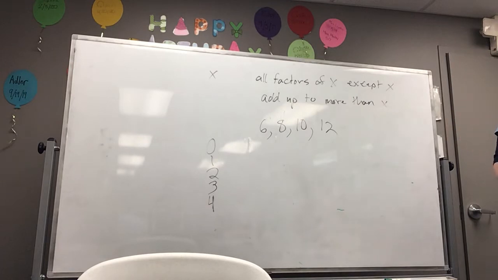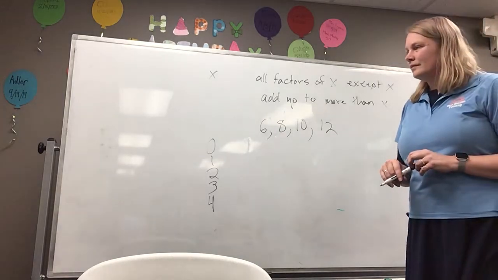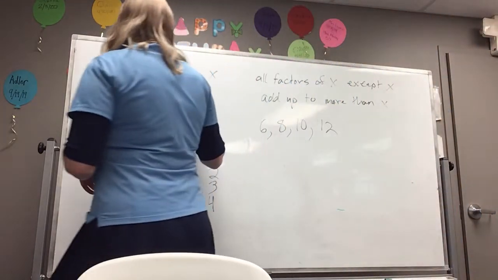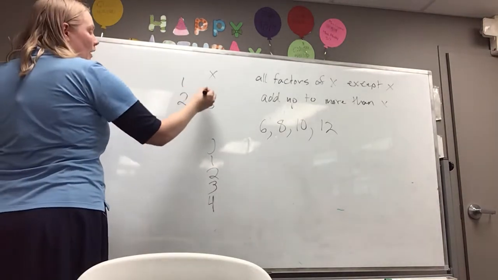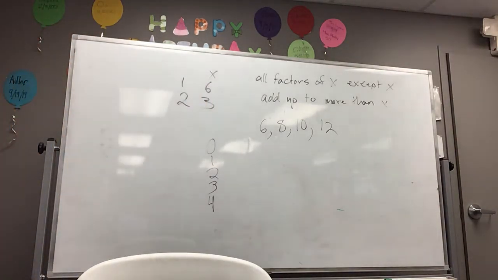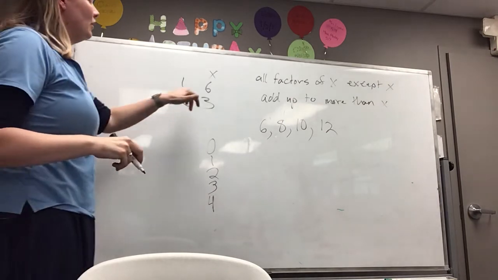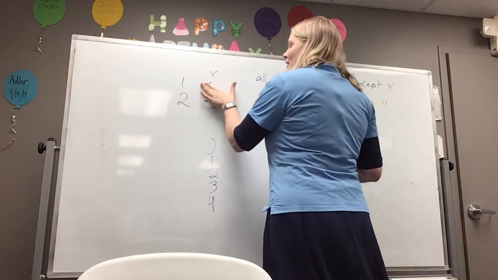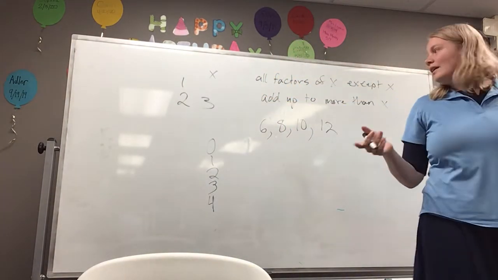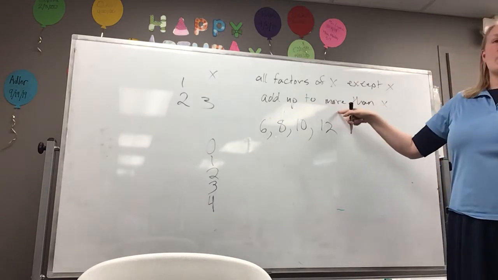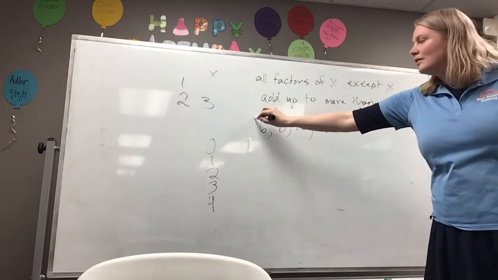So, what are the factors of 6? 2 and 3, but also 1 and 6. And so that 1 comes into play, just to be aware of it. So we say all the factors except that. So we have 1 plus 2 plus 3 is 6, but that's not more than. And so 6 is out.